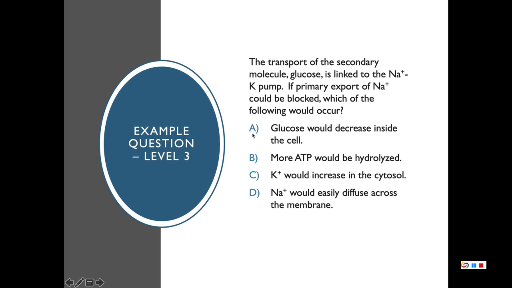Glucose would decrease inside the cell, and this is the correct answer. And that's because if we blocked primary export of sodium, we'd no longer have the sodium gradient on the outside of the cell in order to use as an energy source. That gradient was built using ATP, so it's a form of stored energy. We're going to use that gradient to bring in glucose. And if the gradient is non-existent, then glucose could not come into the cell. So the concentration of glucose in the cell would decrease.